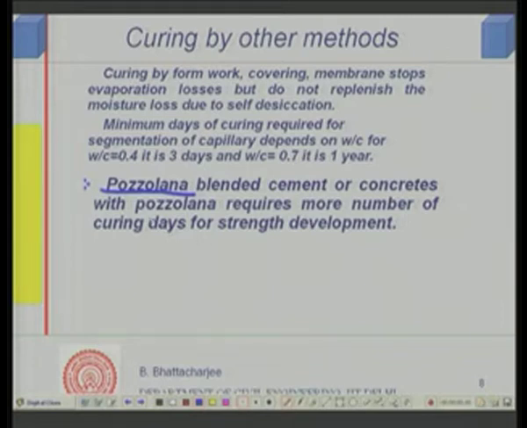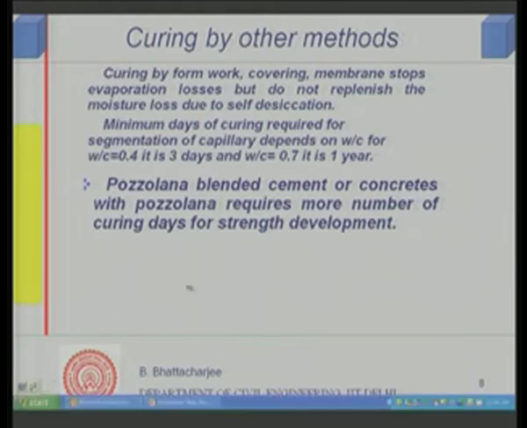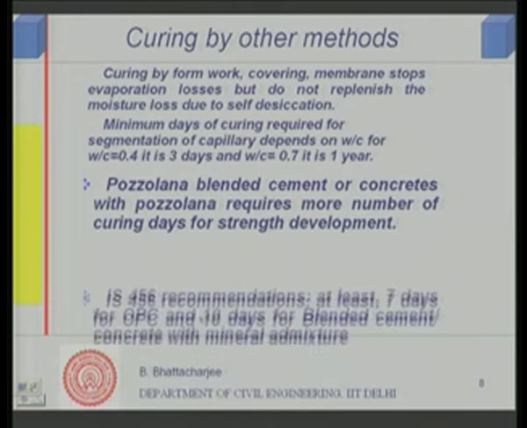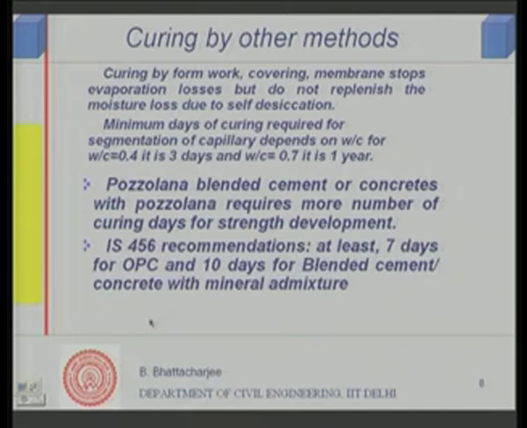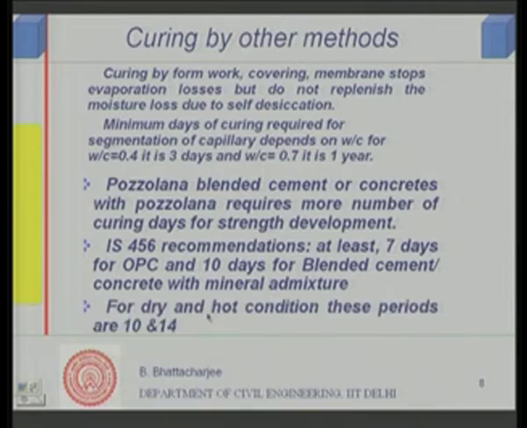Therefore, our code suggests the following values: 7 days for ordinary Portland cement, no blending; 10 days for blended cement, that means where you have used pozzolana together with the ordinary Portland cement clinker, or you have used mineral pozzolanic admixtures. It says if it is a dry and hot condition, the corresponding periods should be 10 and 14, because the evaporation rate will be higher.